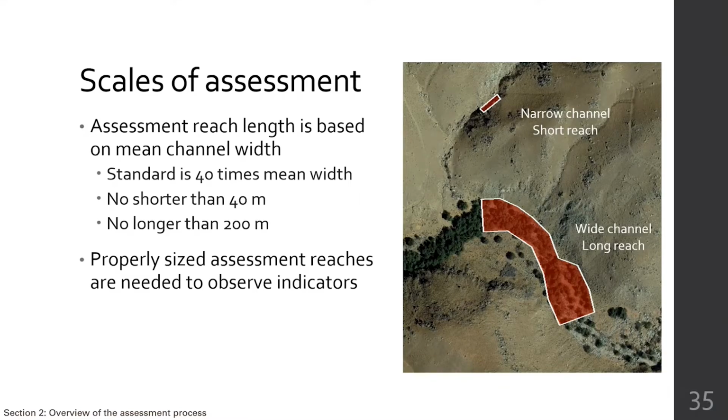The assessment reach length is based on 40 times the mean channel width. You can adjust this, but you can't go shorter than 40 meters, and you shouldn't go longer than 200 meters. If you do more than 200 meters, it's pretty impractical for the field crews. You introduce a lot of heterogeneity in terms of the flow duration within that reach, or at least you have the potential to do that. So that's why it's capped at 200. If you go below 40, you're just not giving yourself enough opportunity to observe the indicators that you need to.